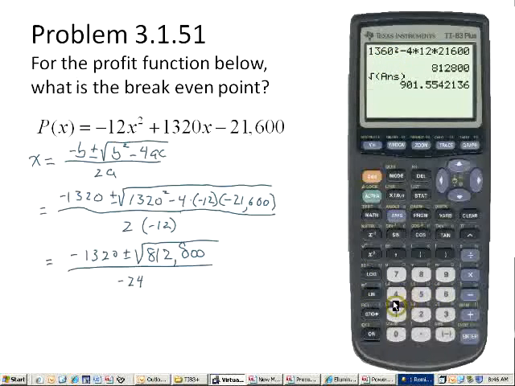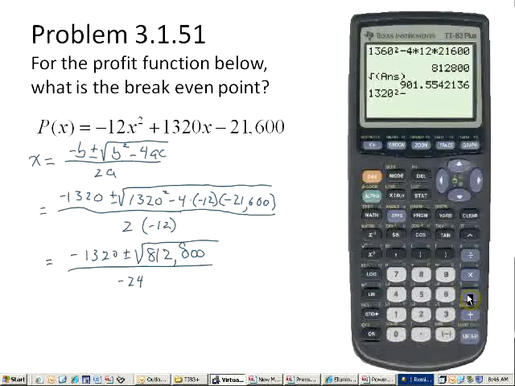Going back, my mistake is up in here. This should be 1320. If you're like me, you make mistakes like this and you discover them, and so you've got to fix it. So we're going to go back and redo that.